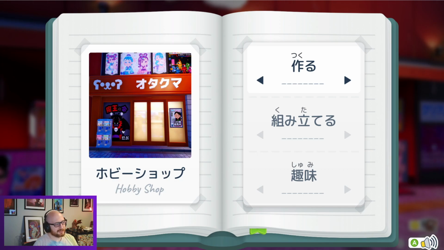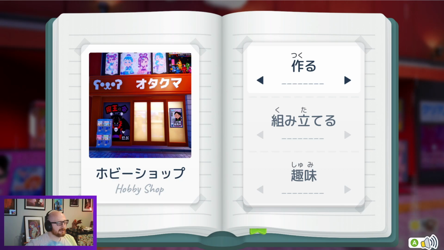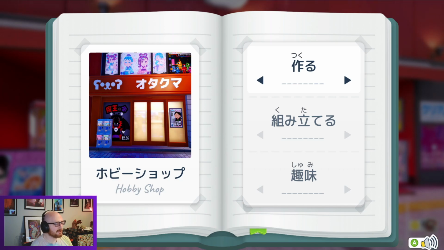Tsukuru. So tsukuru is to make something. That kanji on the left looks like two of the same symbols, but then we have a comb sticking out of the other one. That is the creation, make kanji. Anytime you see it, you're dealing with something about making something, most likely. So tsukuru is to make.